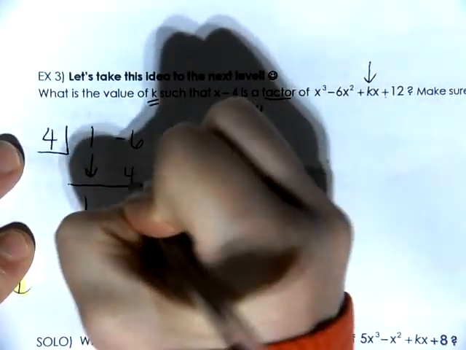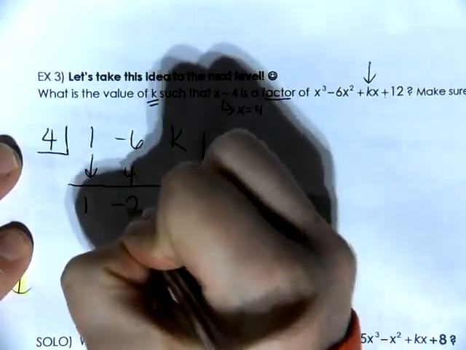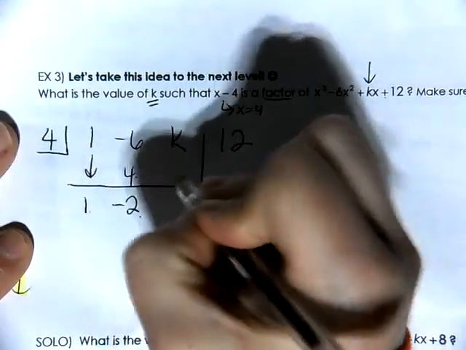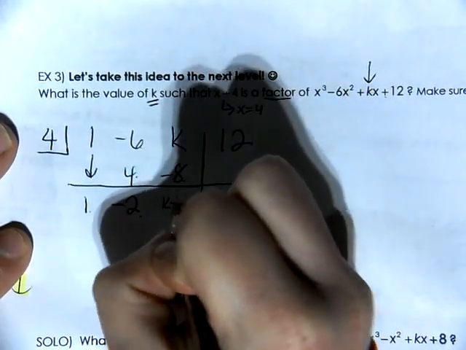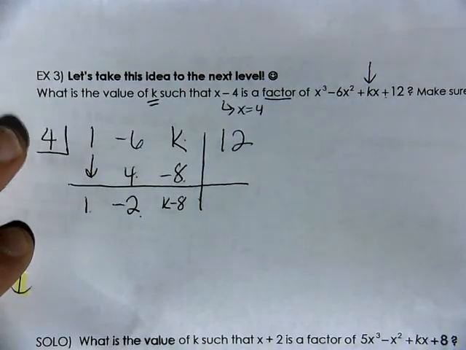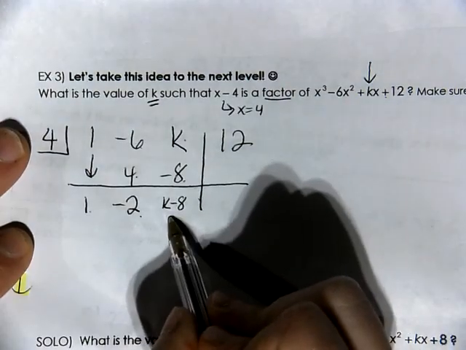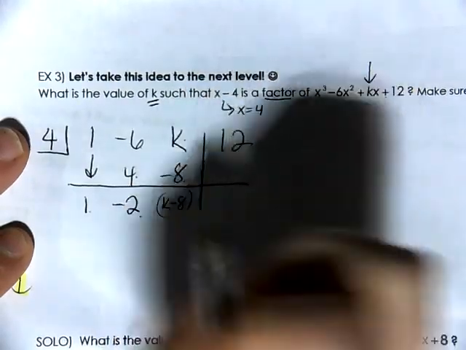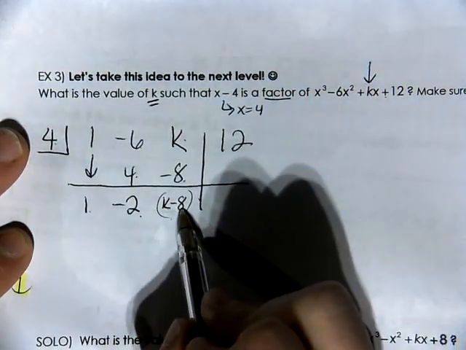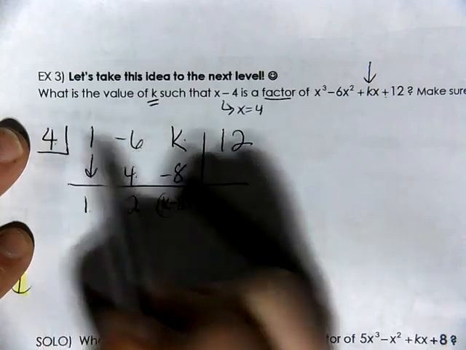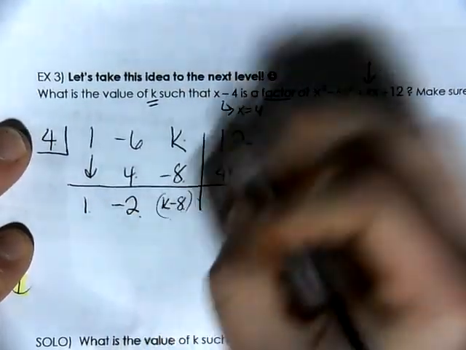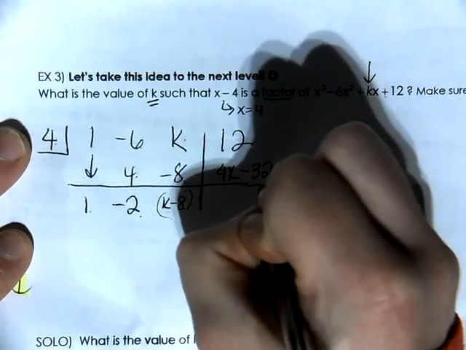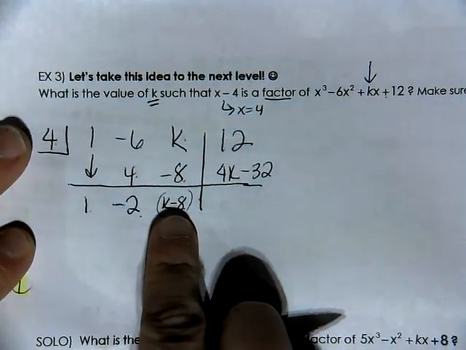And I'm going to do synthetic division just like I normally would. So I'm going to bring down the 1, and I have 4 times 1, which is 4. Negative 6 plus 4 is negative 2. 4 times negative 2 is negative 8. K minus 8 is k minus 8. 4 times k minus 8. Now be careful here. We're multiplying 4 times the whole product of k minus 8. So that's 4 times k, which is 4k, and 4 times minus 8, which is minus 32. So we're multiplying 4 by every term here.